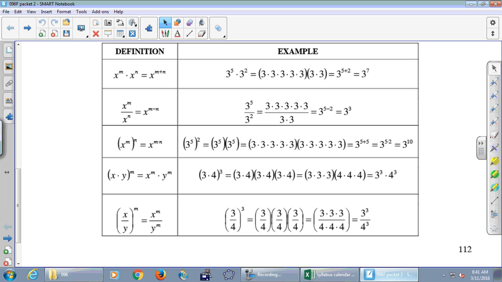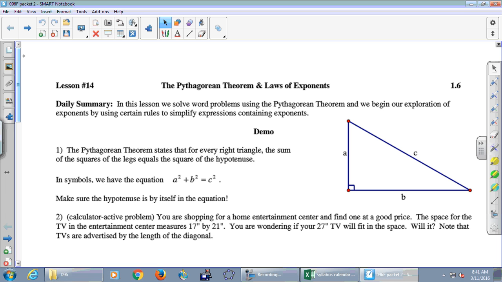All right, so we start on page 112. The first page of this packet is a reference sheet that we'll use in the first problem today, and it's something you're going to bring with you to future tests and quizzes. So we'll talk about it in just a minute. But on the top of page 112, we'll start with our summary. In this lesson, we solve word problems using the Pythagorean Theorem, and we begin our exploration of exponents by using certain rules to simplify expressions containing exponents.